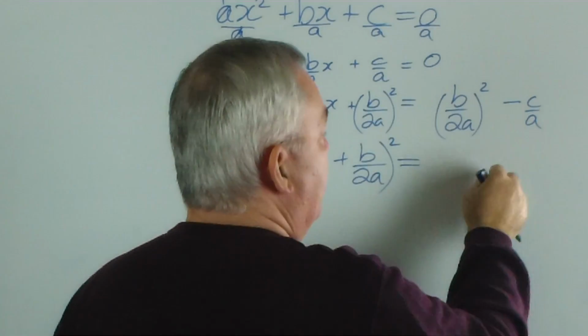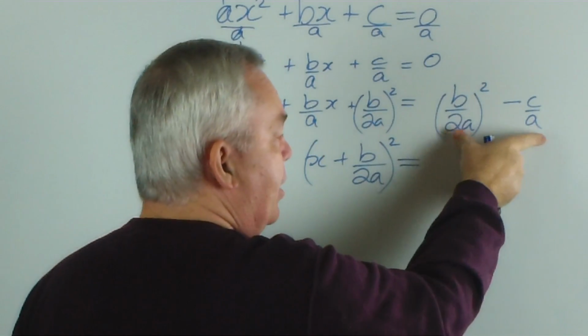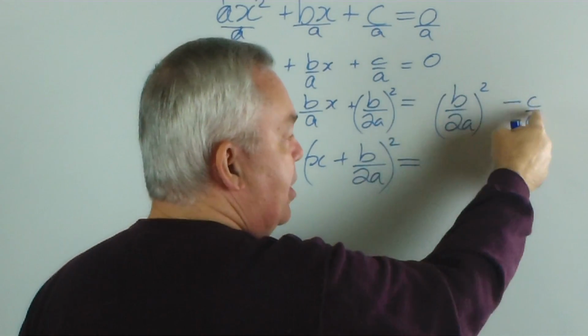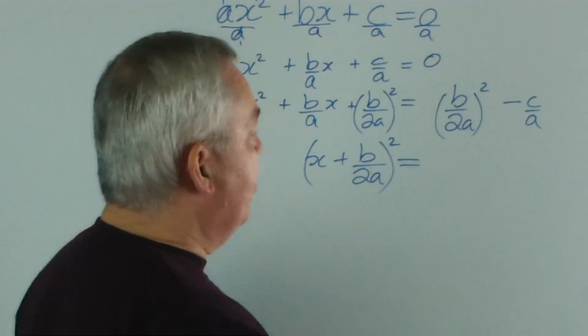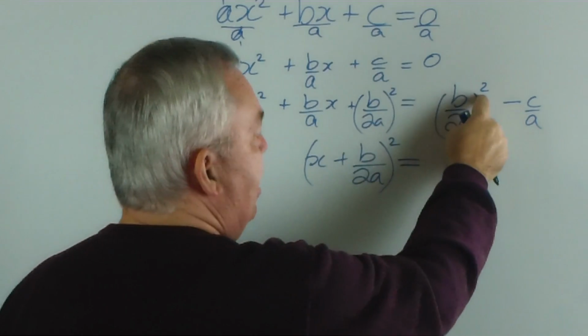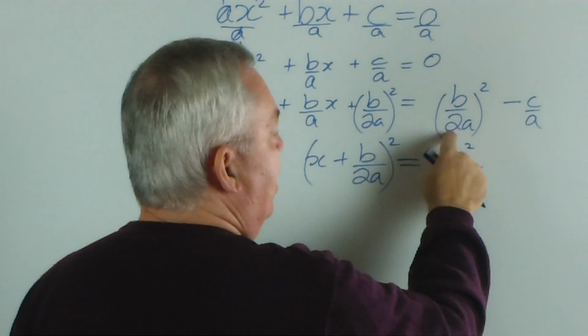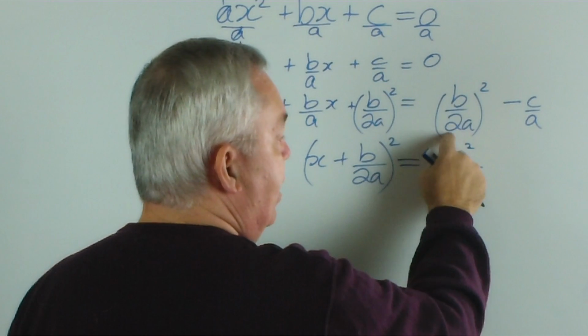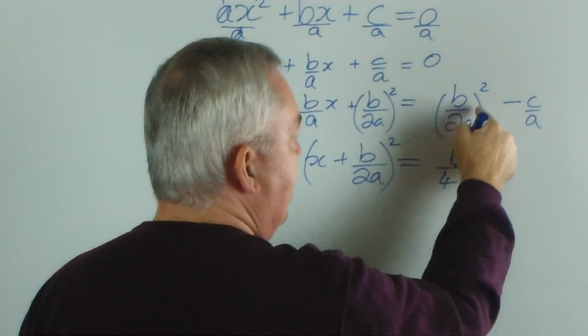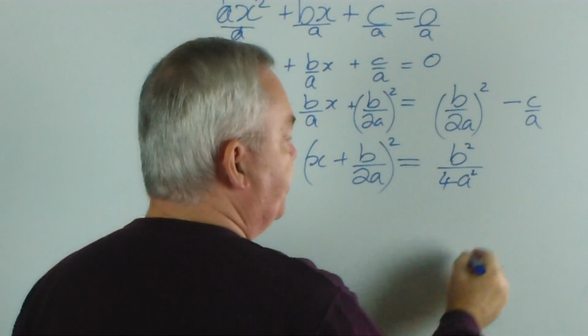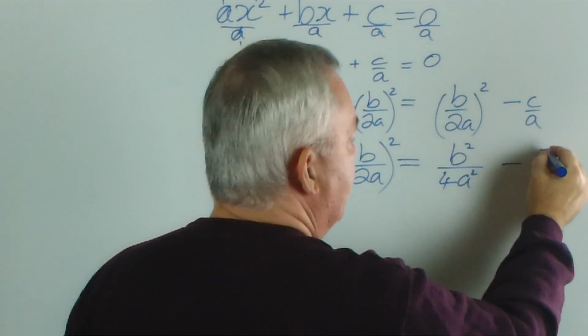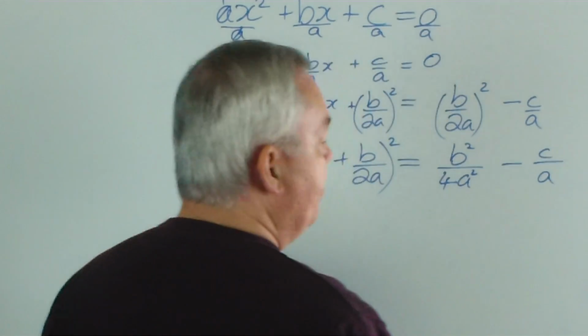Now this side we can simplify a bit. We'd like to try and get this fraction and this fraction combined into the one big fraction. Let's expand this first because it is a square. So b squared over, and the square applies to the 2 and the a as well, so 2 squared is 4, and a squared is a squared, of course, minus c over a.